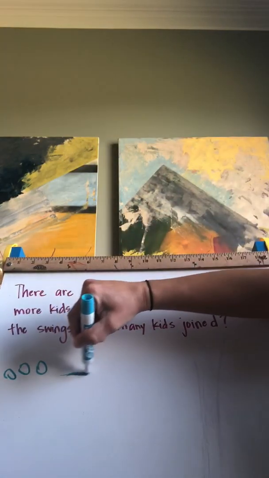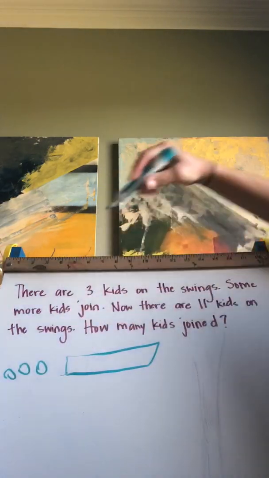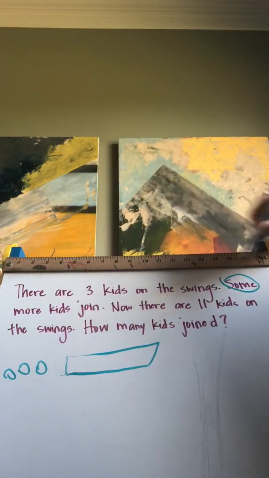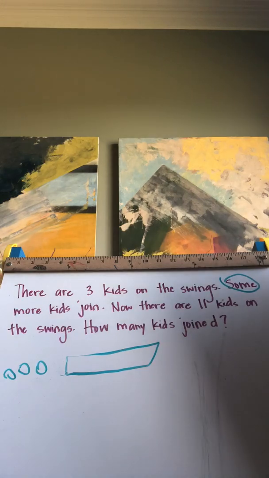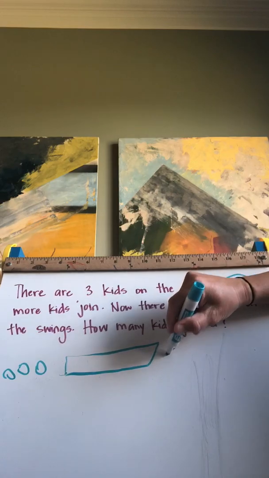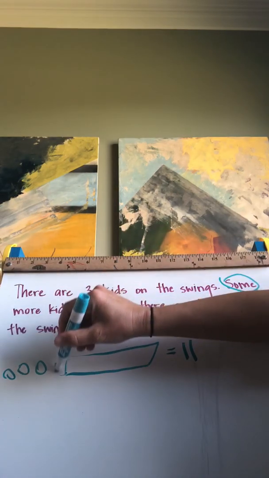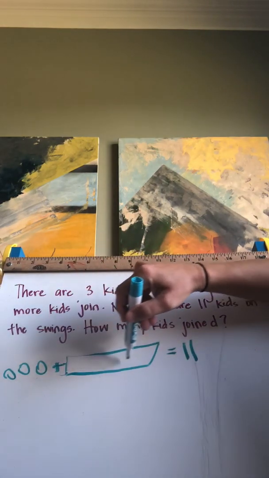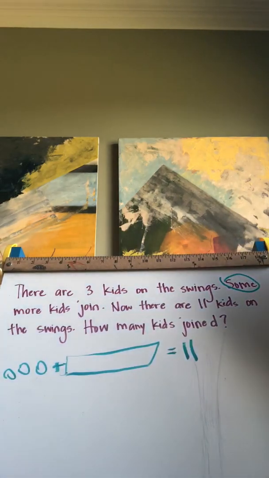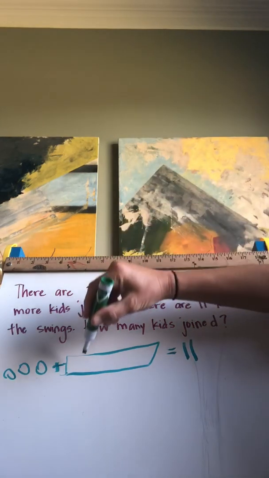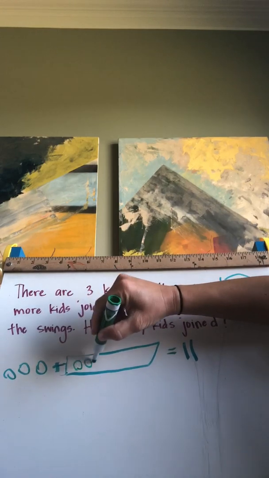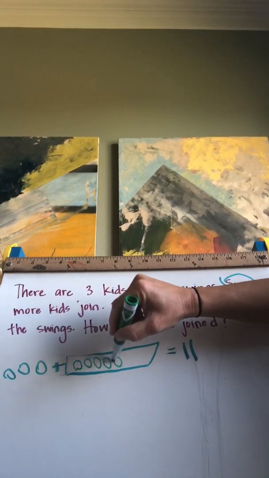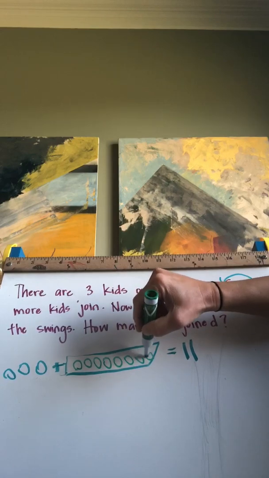Well, I know that some more joined, but I don't know how many some is. That's not a number, so I've got to figure out how many joined. But I know that there were 11 total, so the 3 that were already on there plus these guys that came over are going to give me a total of 11. So I think the best thing for me to do is to count on. So I have 3, 4, 5, 6, 7, 8, 9, 10, 11.